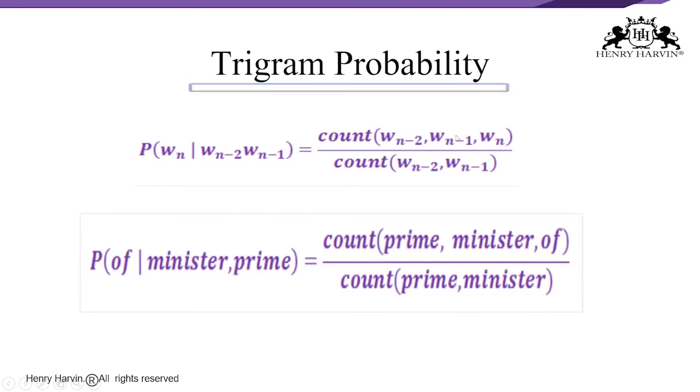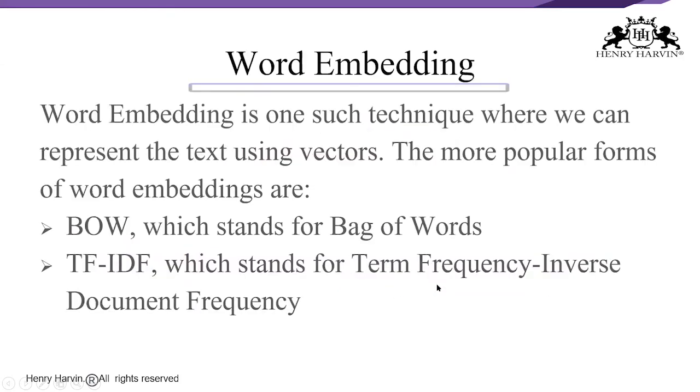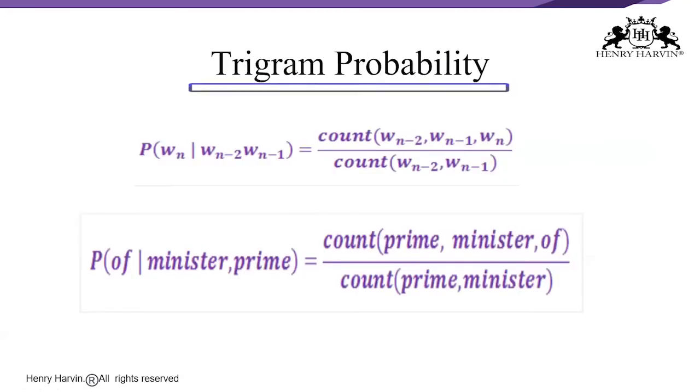Basically, n minus 2, n minus 1, n, right? So we are trying to find out this one, and these are the two words before that, Wn minus 2 and Wn minus 1, divided by the count of prime, minister, right? So hope this is clear, right?